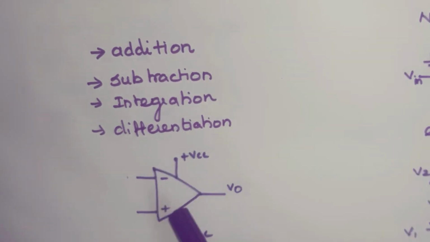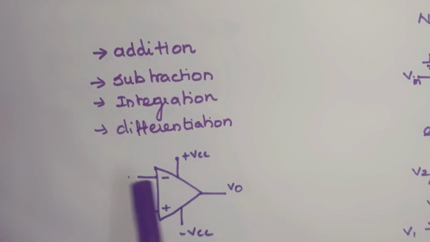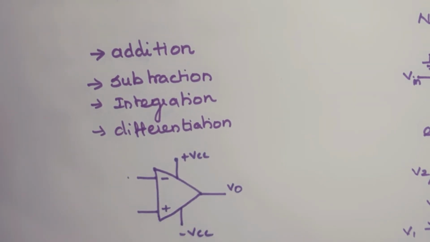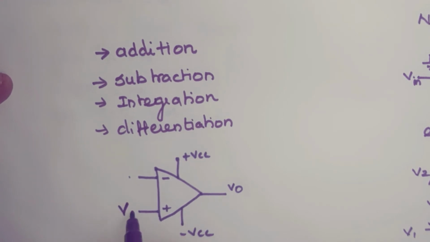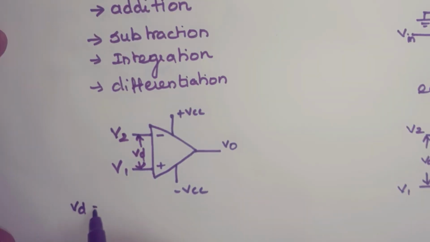In an operational amplifier there are two input terminals, one inverting terminal, another one is non-inverting terminal. So basically it is a differential amplifier. If you are giving V1 in the non-inverting terminal and V2 in the inverting terminal, then it will amplify the difference between these two signals. That is VD, the difference between these two signals. VD is equal to V1 minus V2.